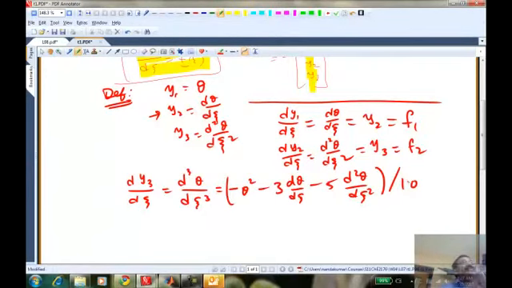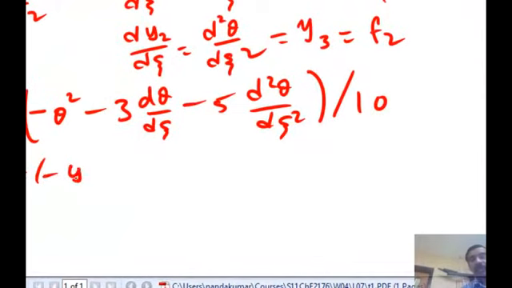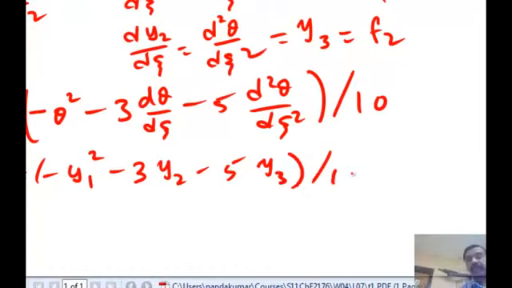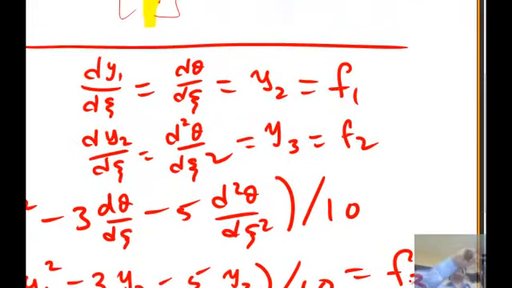But I don't want the higher derivatives. I want first order systems. So what I'm going to do is substitute for theta. It's going to be minus y1 squared minus 3 times, what is d theta d psi? y2. Minus 5 times d square theta d psi squared is y3, divided by 10. That is my third function f3. So you will write an M file that takes as input y1, y2, y3 and sends out as output f1, f2, f3 according to this definition. And then MATLAB will be able to use that function to solve this particular problem.